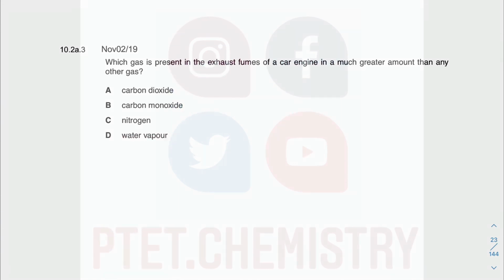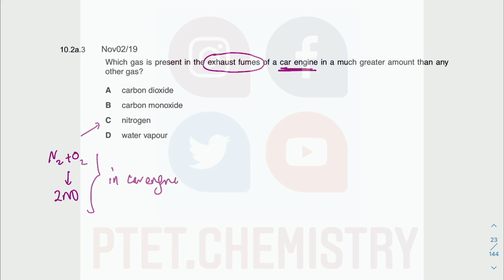So in this question 3 is actually quite a bit tricky, because it's talking about exhaust fumes. It's not talking about inside the car engine. So we know the N2 plus the O2 giving you 2NO. So that happens in the car engine, where the combustion happens. So there's very high temperature in the car engine where it happens. Exhaust fume is where after all those reactions that happen, after the catalytic converter step, okay?